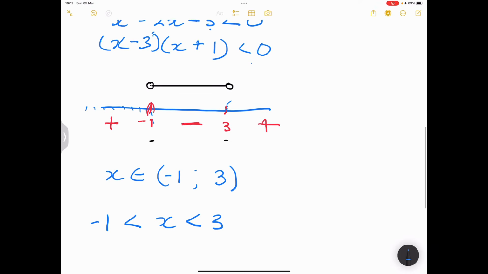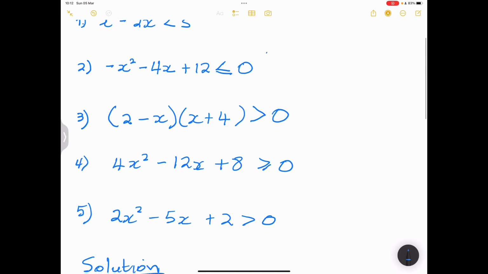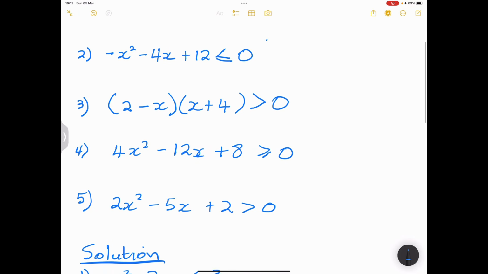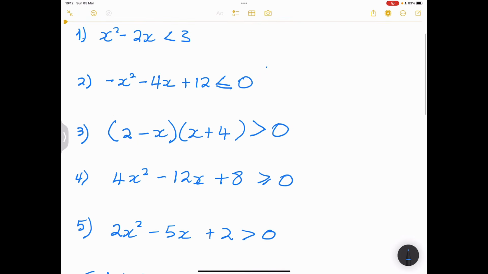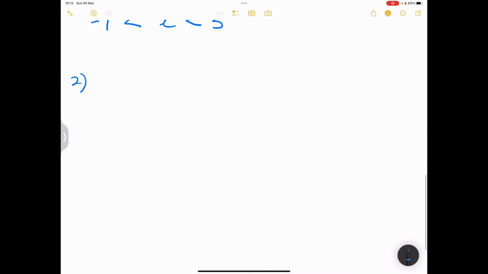All right, now let's do the second one. Hopefully this will help in our solution. So we've got -x squared minus 4x plus 12 is less than or equal to 0. So there we have it. I just want to get this one out of the way. So we've got negative x squared minus 4x plus 12 is less than or equal to 0.